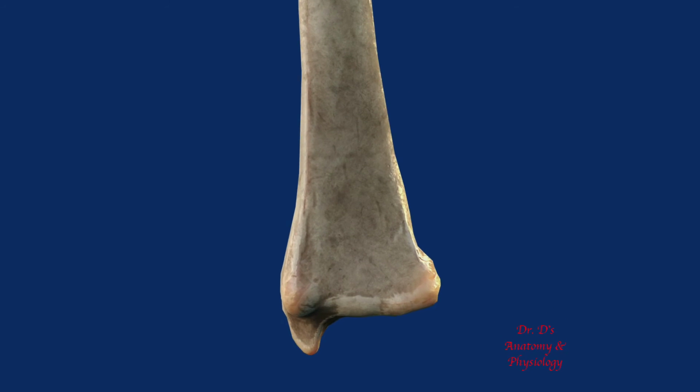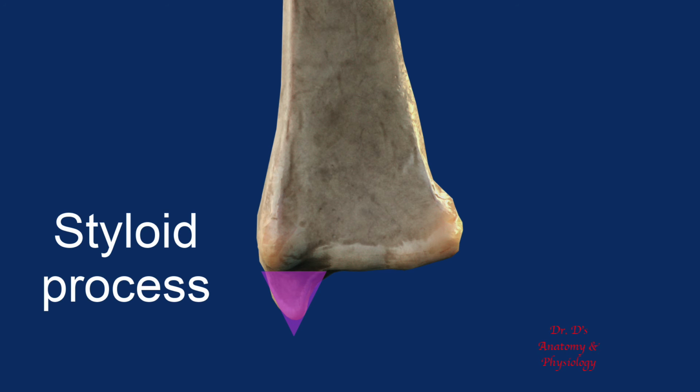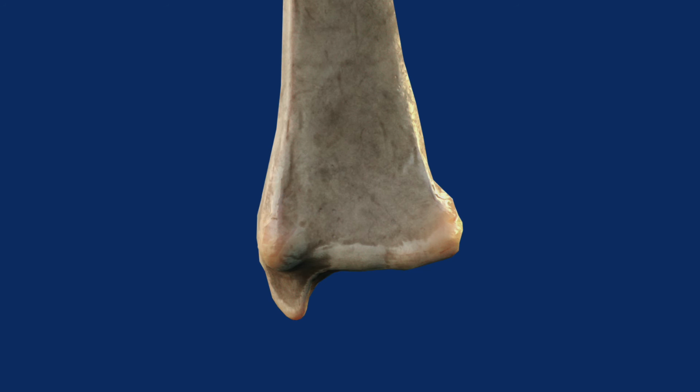At the distal end, the radius widens to contribute to the wrist joint. The distal surface will articulate with the scaphoid and lunate carpal bones. This surface is four-sided or quadrilateral. On the lateral side, there is a slender process called the styloid process. Both the radius and ulna have styloid processes on their distal ends. On the medial side, there is a notch with a smooth surface that articulates with the ulna, called the ulnar notch.